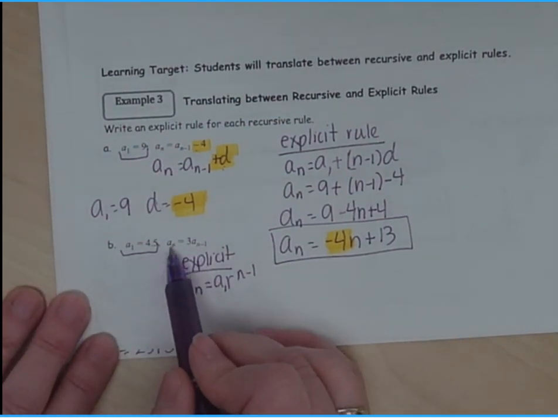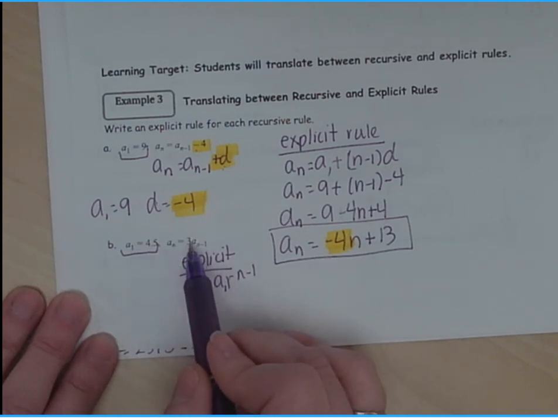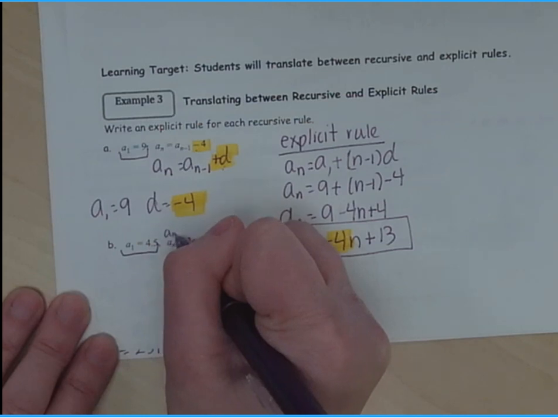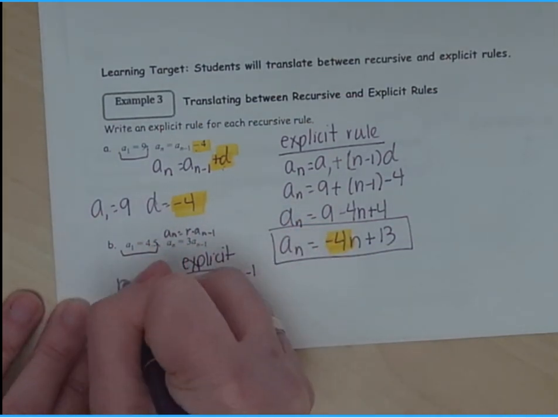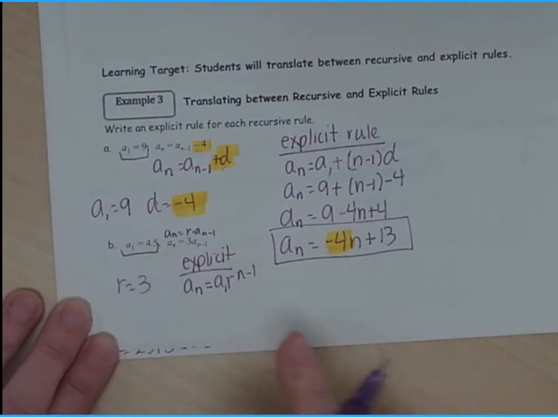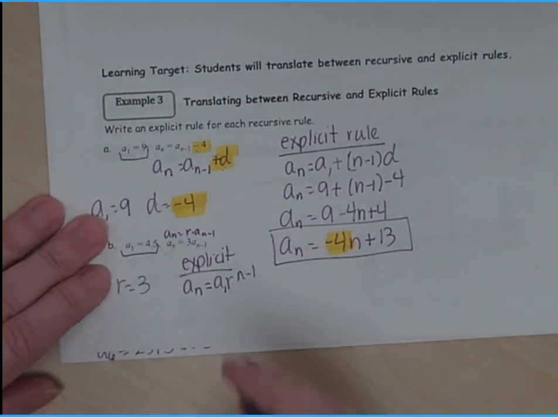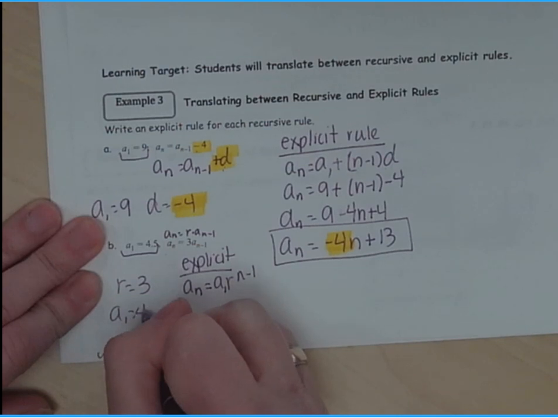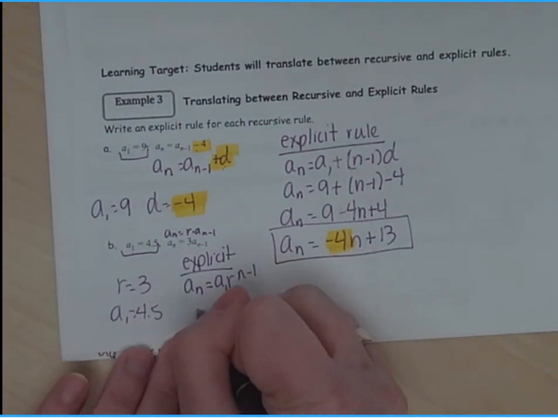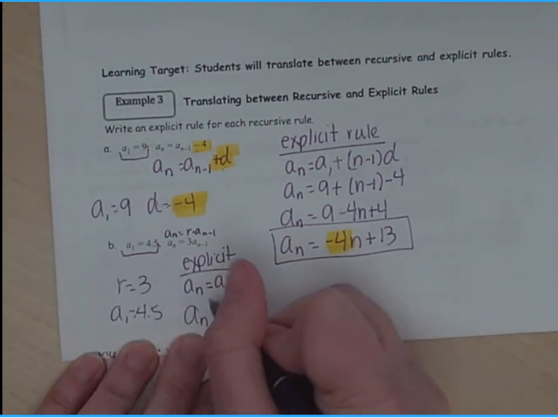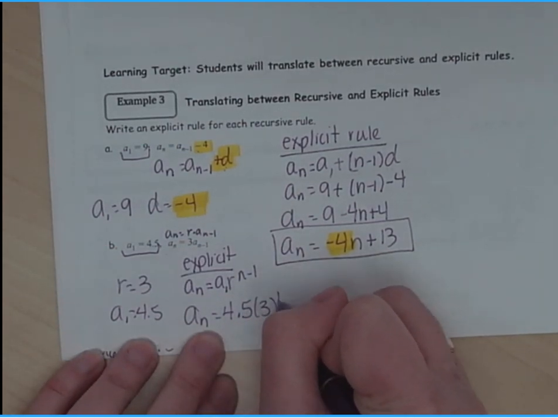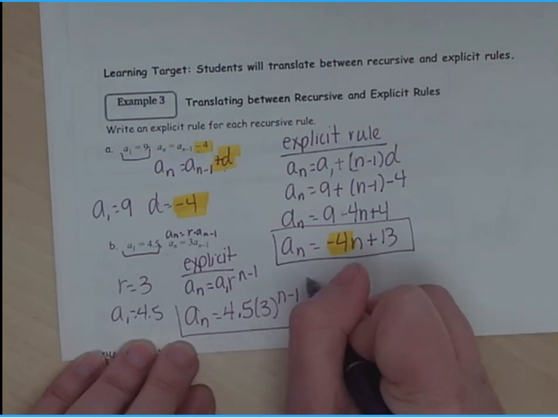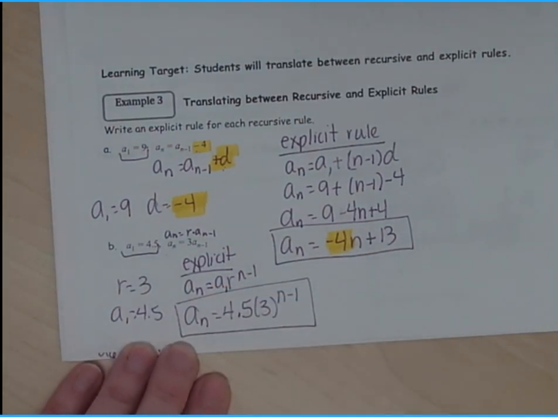Now remember, my common ratio is this right here. So I have a of n equals r times a of n minus 1. So my r, my common ratio, is 3. My first term is 4 5/10, so I can rewrite this as a of n equals 4 5/10 times 3 to the n minus 1. Yeah, that's pretty cool, isn't it?